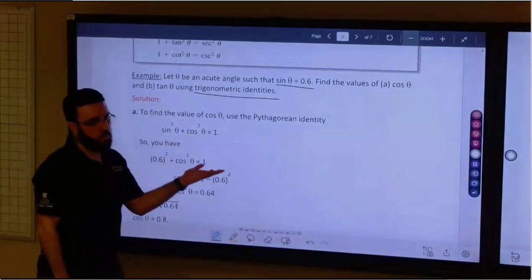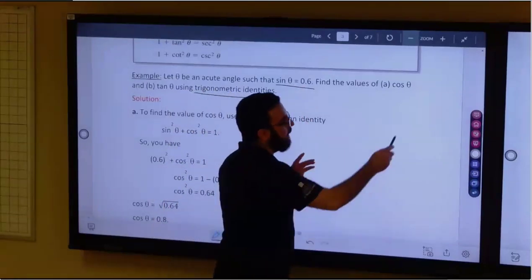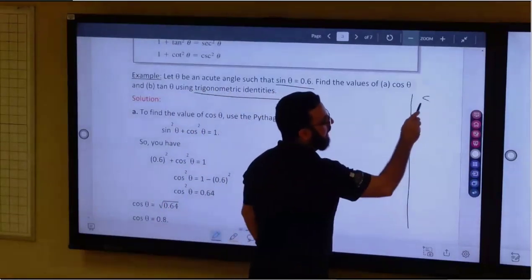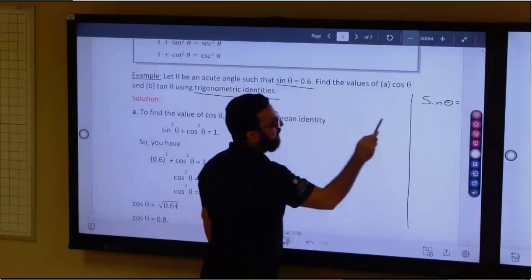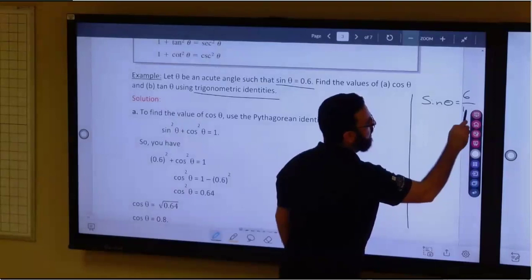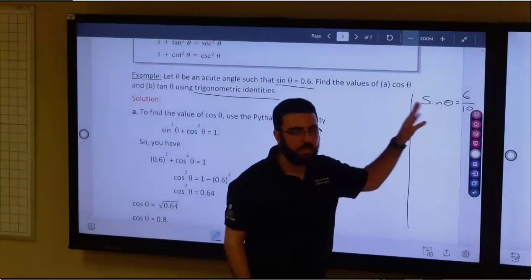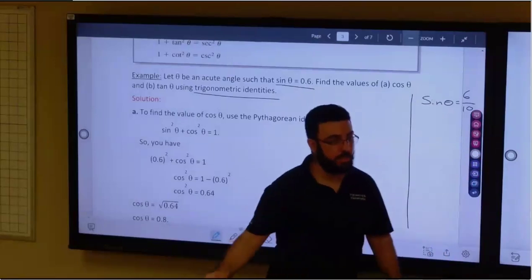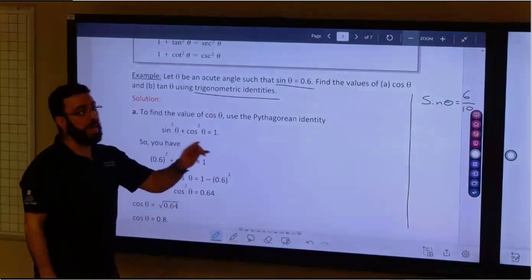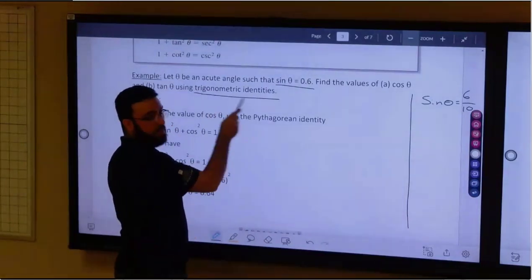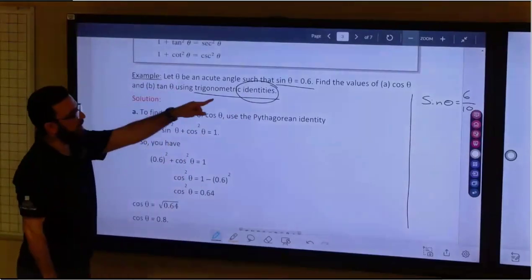But there's always another way to solve it. I'm going to say sine theta is 0.6. Is that the same thing as 6/10? Yes, 6/10. The 6 is the opposite, 10 is the hypotenuse, so I can find the adjacent, and then I can find the tangent, the cotangent, whatever I want. But they ask you to use what? Trigonometric identities.